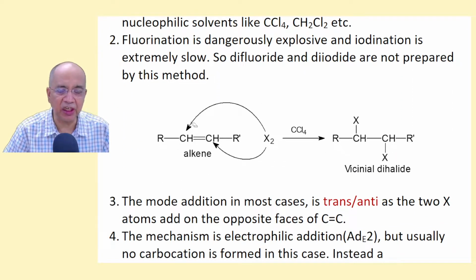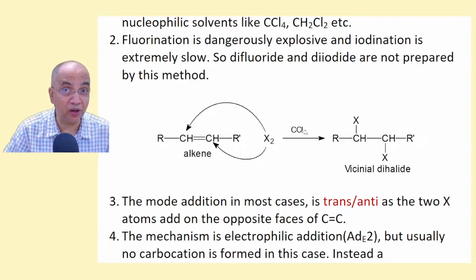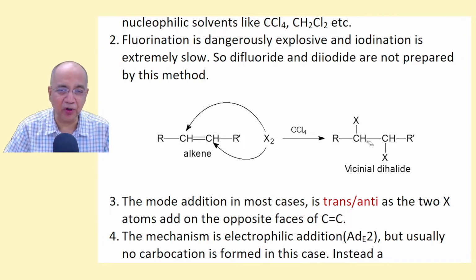Now this is the scheme where halogen, chlorine or bromine, in presence of non-polar or weakly polar but non-nucleophilic solvent, it should not be water, it should not be alcohol, reacts onto the pi bond. The pi bond breaks and you get two halogen atoms bonded to the adjacent carbon atoms. So that is called a vicinal disubstituted compound. If the substituents are on adjacent carbon, vicinal. If it is the same carbon, geminal, gem.